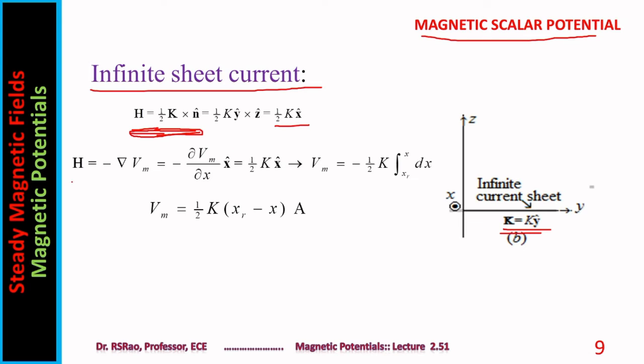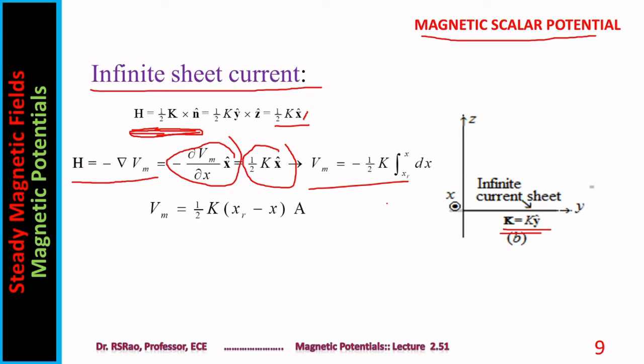But H equals minus grad Vm. This is the basic defining relation of scalar potential. H is in the x direction. If we expand, we get 3 components, so we consider only the x component because H is minus grad Vm and H is in the x direction. So only the x component we consider. This is the x component. This is the field.